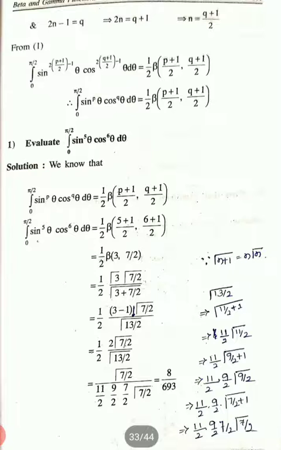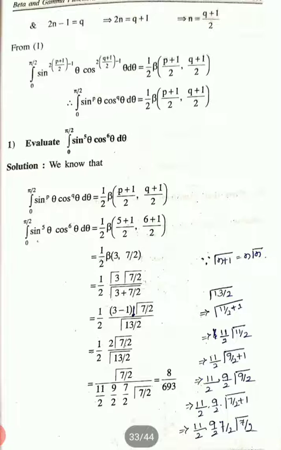Gamma 11 by 2. 11 by 2 can be rewritten as 9 by 2 plus 1. Once again applying the formula gamma n plus 1 equals n gamma n, we get 11 by 2 times 9 by 2 gamma 9 by 2. Continue the process up to 7 by 2, keeping 11 by 2 and 9 by 2 as they are. 9 by 2 is once again rewritten as 7 by 2 plus 1. Applying the formula gamma n plus 1 equals n gamma n, we get 7 by 2 gamma 7 by 2.